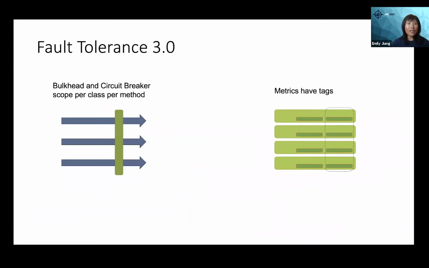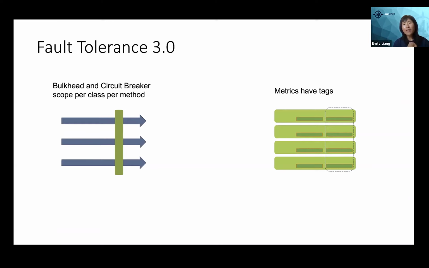So the next one is fault tolerance. In fault tolerance 3.0, we clarified that the bulkhead and circuit breaker scope is per class, per method. So all the instances of a particular class will share the same bulkhead or the same circuit breaker. Previously it was unclarified, so some runtimes implemented it one way, and other runtimes implemented it a different way.